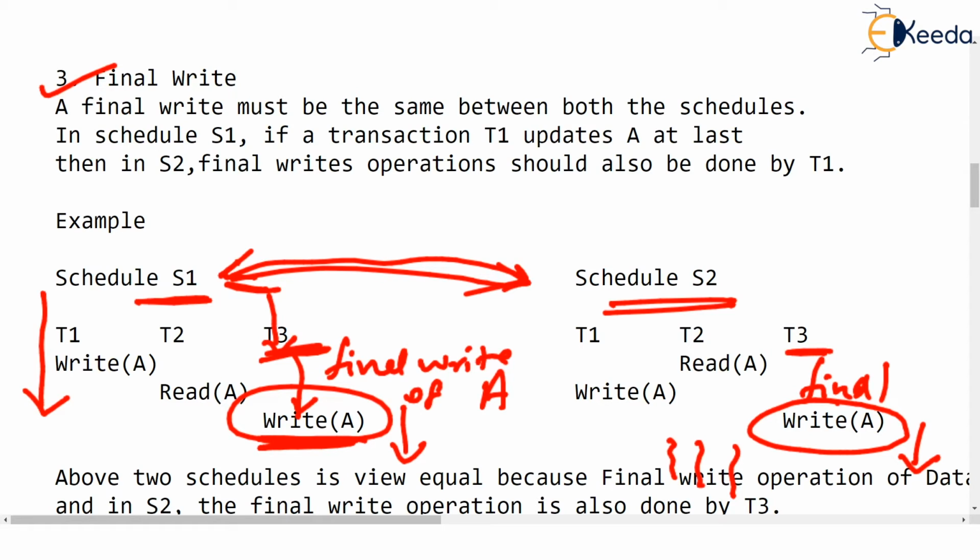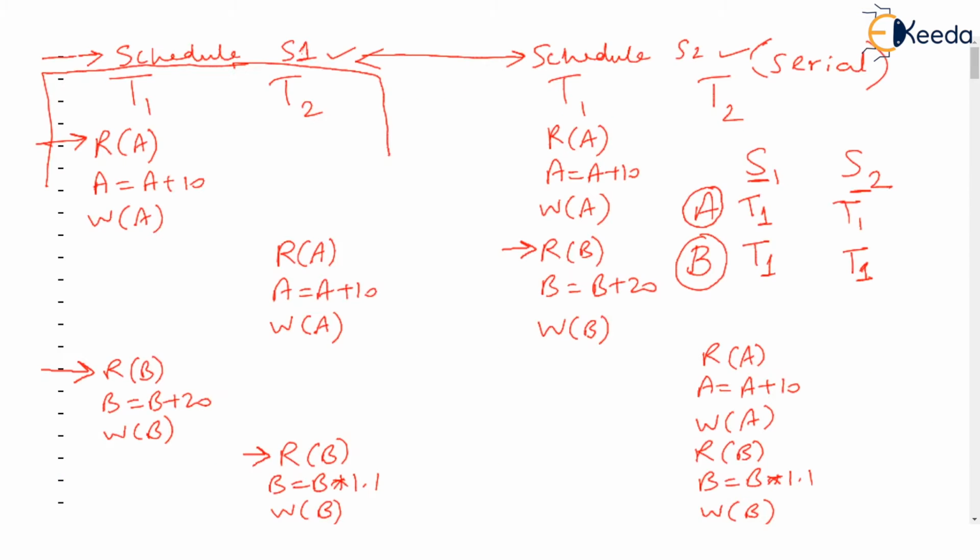Coming back to our previous example, you saw that A and B initial reads were okay. We noted that. What about final write? Let's see. Who is writing A last in schedule S1? You can see that A is getting written last by T2. In schedule S1, in this entire schedule, final write of A is getting done by T2. So I will write that in schedule S1, final write is getting done by T2.